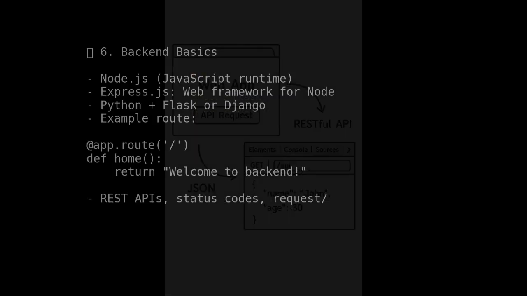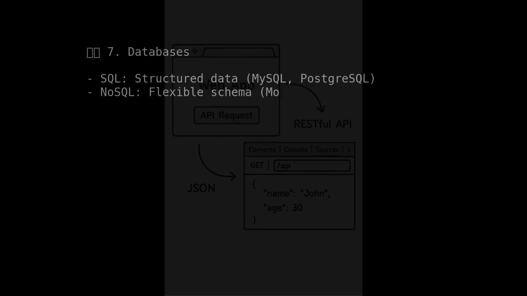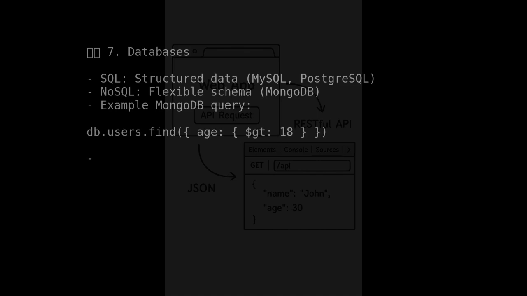Illustration of a web app sending API requests and receiving JSON data. Show a RESTful API request, GET /post, animated JSON response like name: John, age: 30. Use wireframe UI elements, browser DevTools interface, and arrows showing data flow.